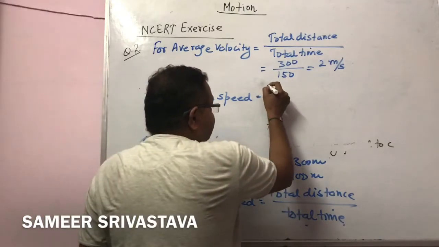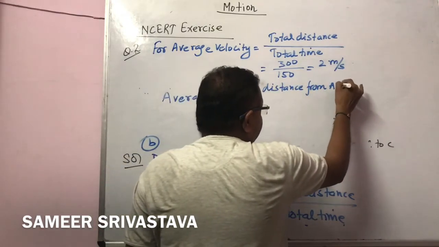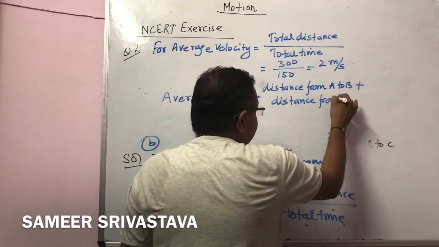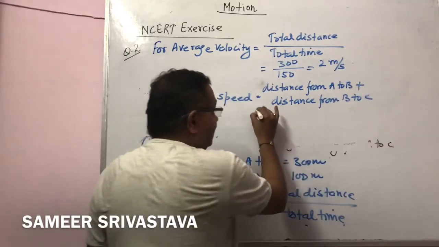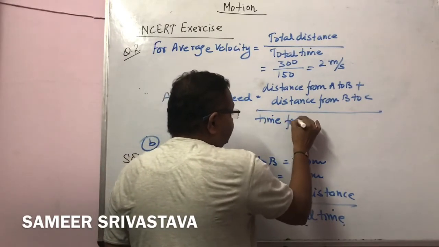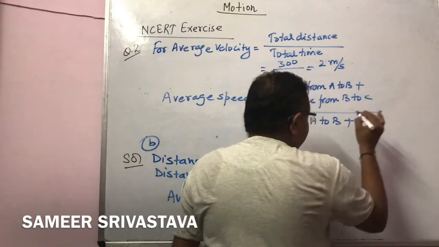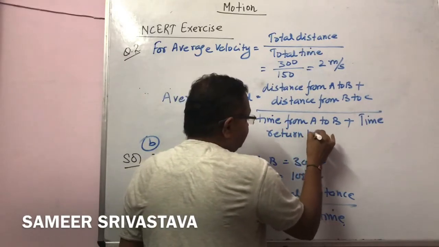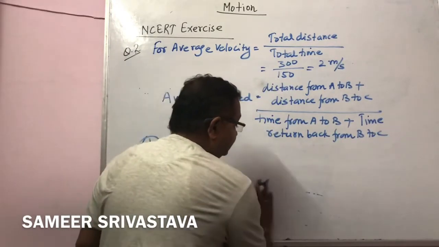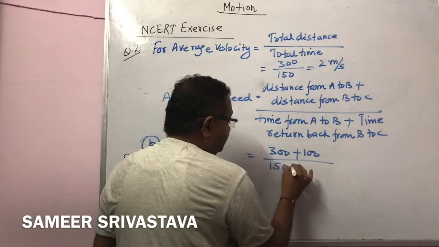Average speed is the distance from A to B plus the distance from B to C, total distance, upon total time: time from A to B plus time for the return back from B to C. Okay, now put the values here. 300 plus 100 upon 150 plus 60.